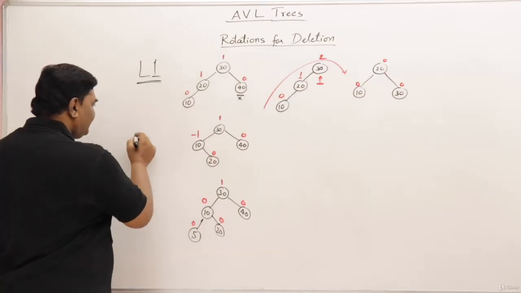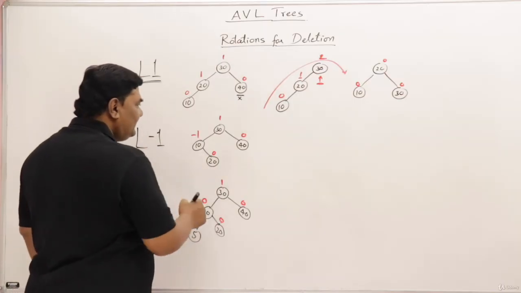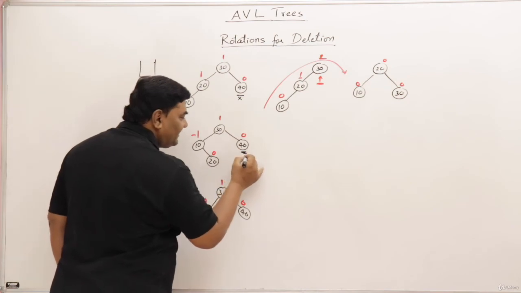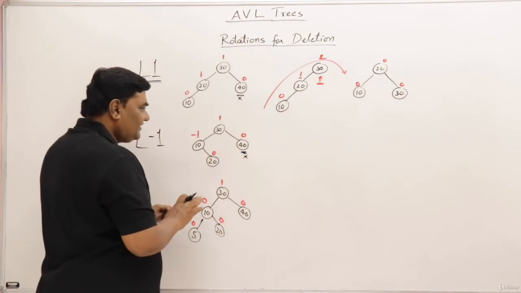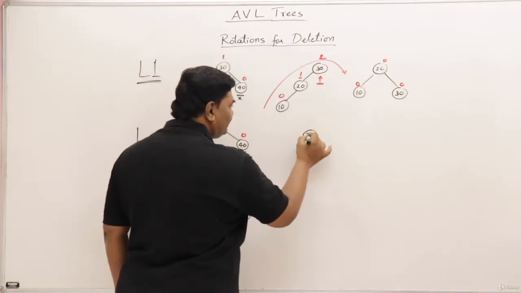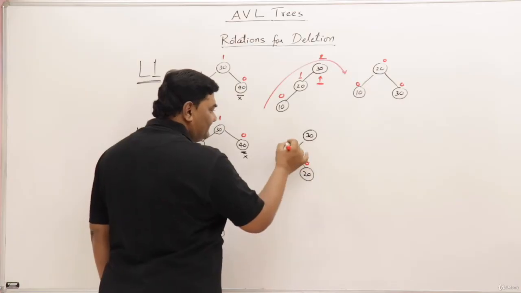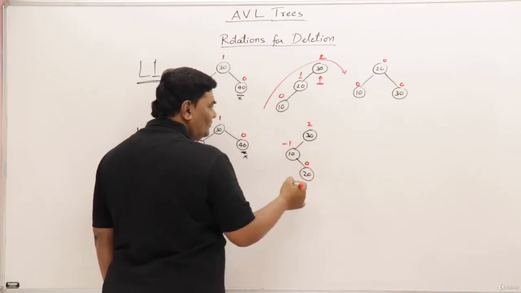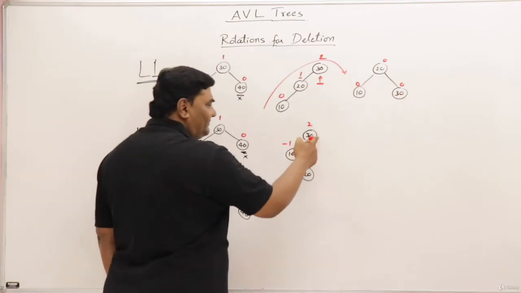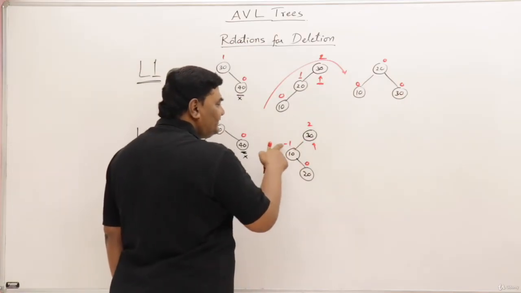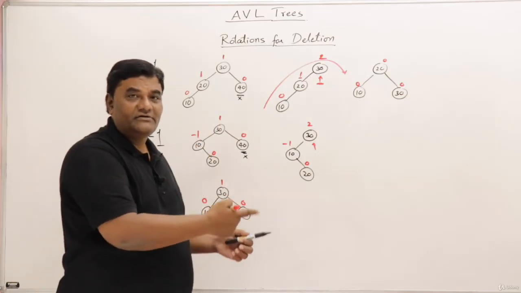Now let us look at the second one, L minus 1. Again we will delete 40 from the right hand side. If I delete 40 from the right hand side, then after deletion the tree looks like this. This tree is after deleting 40. Now what are the balance factors? 0, minus 1, and this became 2. So this node became imbalanced. Now what is the balance factor of its left child? It's minus 1. See, we are deleting from the right side, so check the balance factor of the left child.